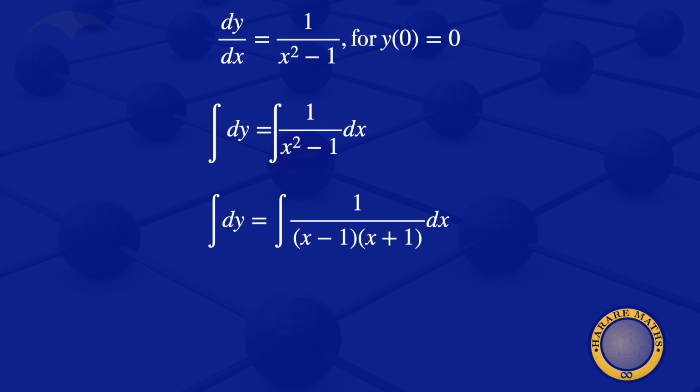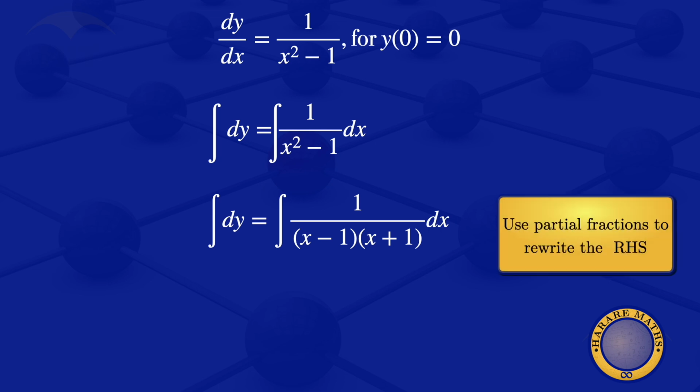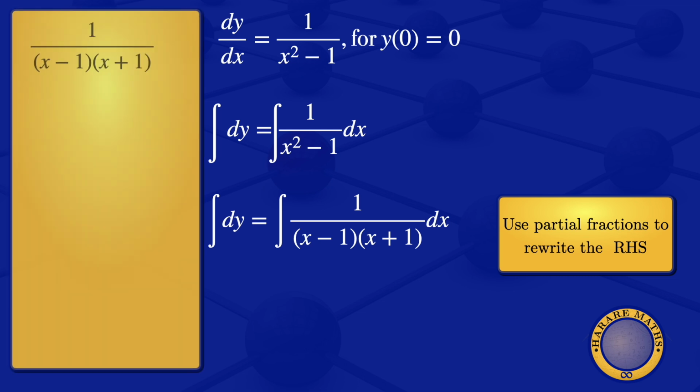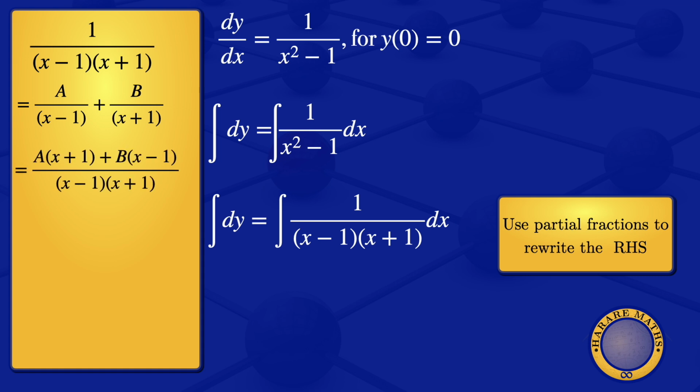So we now have this integral, but to evaluate the integral on the right hand side, we will have to use partial fractions. For partial fractions, we look at the fraction 1 divided by x minus 1 multiplied by x plus 1. What you can see is we have linear terms, so we can write that as a divided by x minus 1 plus b divided by x plus 1. And then put under a common denominator, we have a times x plus 1 plus b times x minus 1, divided by x minus 1 times x plus 1.